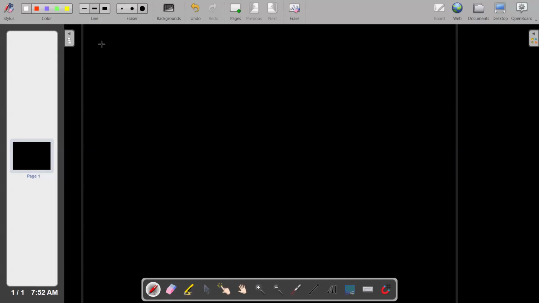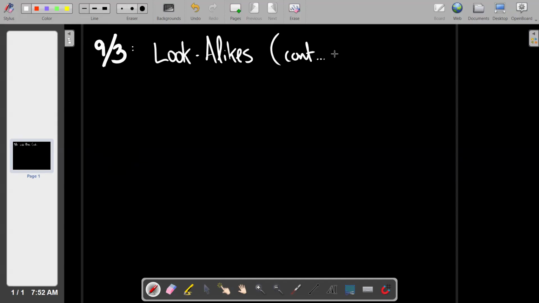The third. And it's just lookalikes continued. So I don't know how you want to put that in your notes. Lookalikes continued. Dot, dot, dot.